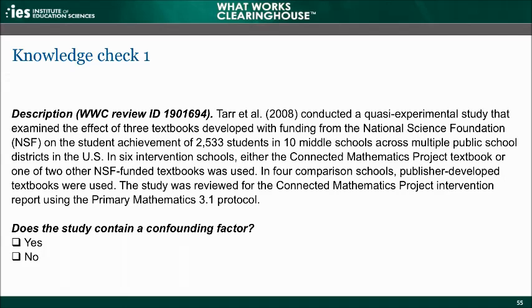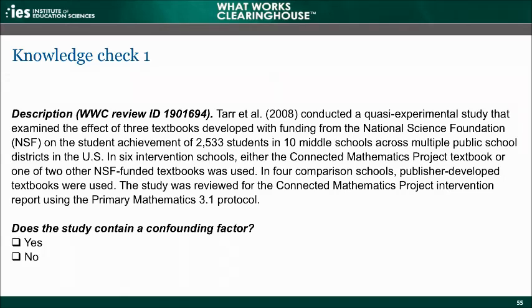And so in this first knowledge check is a quasi-experimental study that examined the effect of 3 NSF-developed textbooks on student achievement of about 2,500 students in 10 middle schools from multiple school districts. In 6 intervention schools, either the Connected Mathematics Project textbook or one of 2 other textbooks was used. In 4 comparison schools, publisher-developed textbooks were used. Now, this is important.